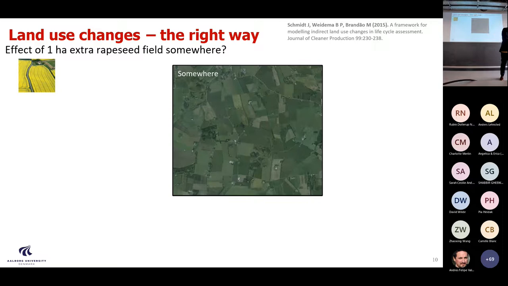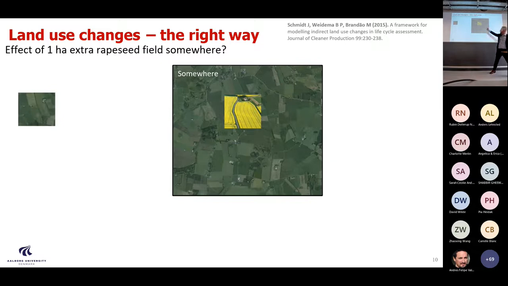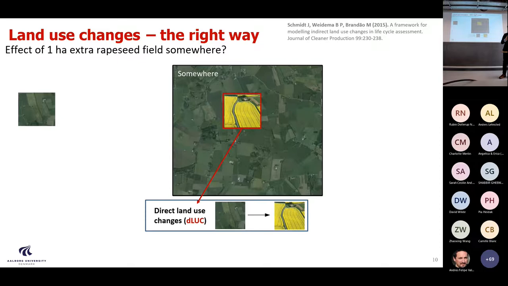I put them here. So I have to change this land from what would have been there if I did not put the rapeseed. That's what I'm calling direct land use changes. So you can have the carbon stock change here. Usually that's a super small difference, because if this one is barley or wheat and this is rapeseed, there is basically not a big difference between the two. So usually we say these direct land use changes are zero.